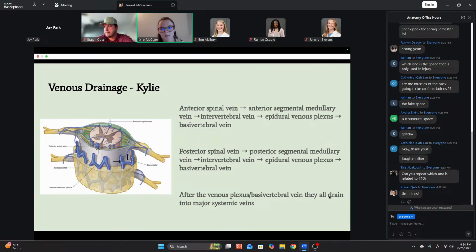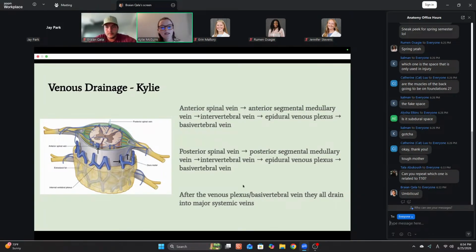So there's the anterior spinal vein. When there's an artery, there's a vein that has the same name. The anterior spinal vein goes to the anterior segmental medullary vein, which goes to the intervertebral vein, which goes to the epidural venous plexus, which goes to the basivertebral vein, and then that all drains into major systemic veins, like the azygos vein or whatever major systemic vein it can catch closest. Veins will always go with whatever is closest to them.